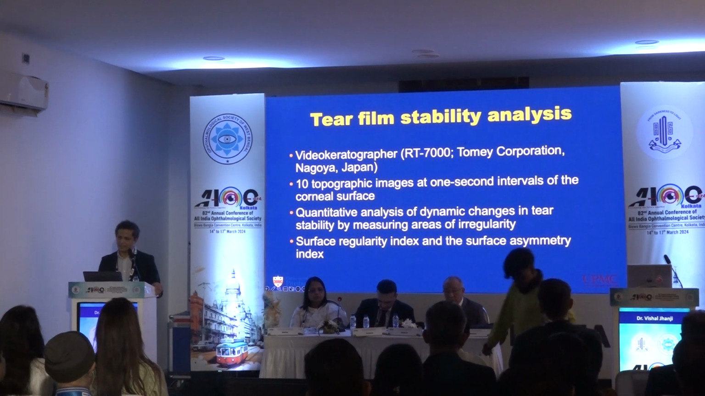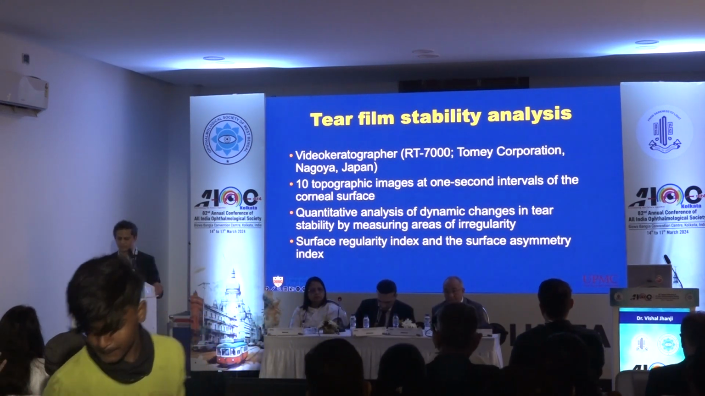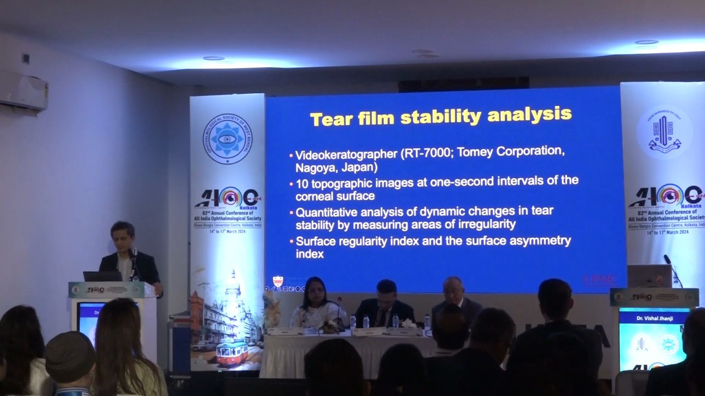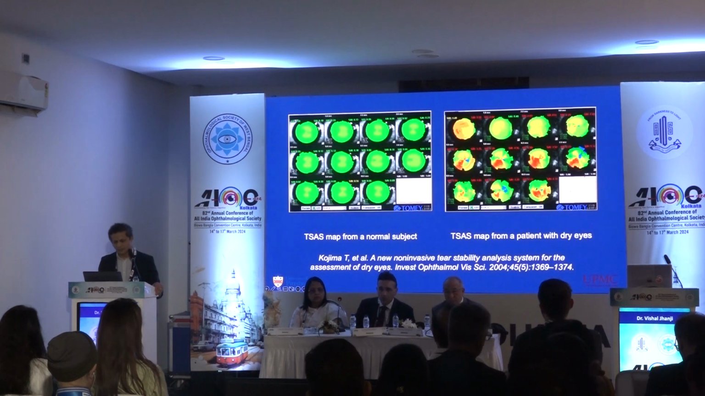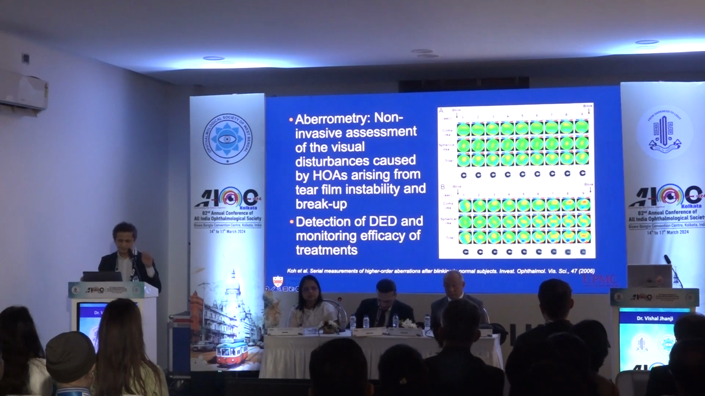The TSAS, or tear film stability analysis system, is an old-fashioned machine which is very useful and quick. It gives you 10 topographic images at 1 second intervals. Again, a very easy device to use when you look at the images. Of course, the all green image is from a normal patient, and you can see the TSAS map from a patient with dry eyes.